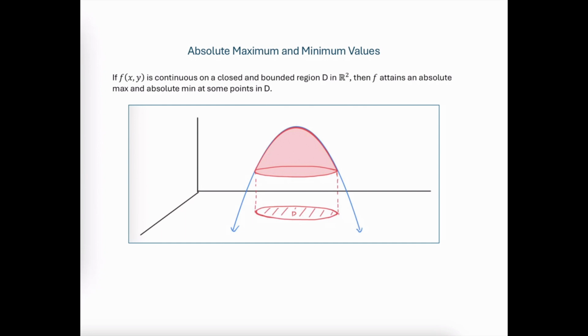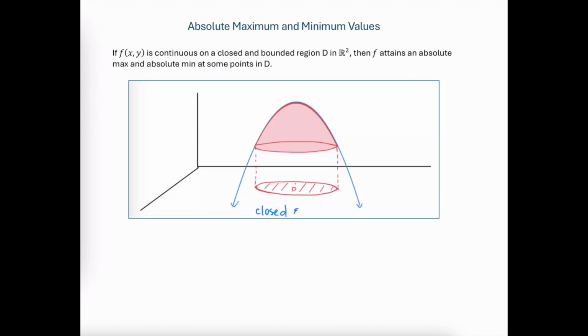We're now going to find absolute maximums and absolute minimums for a surface function. If we're given a surface function that is continuous over a closed and bounded region in two-dimensional space, then we're guaranteed that that surface will attain an absolute max and an absolute min at some point within that domain region. So here we have a closed and bounded region in the domain.